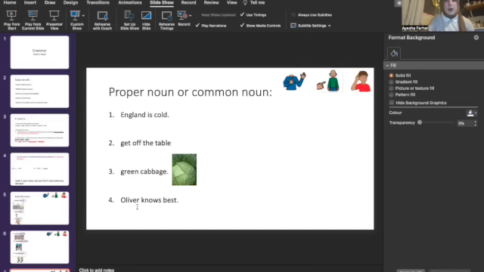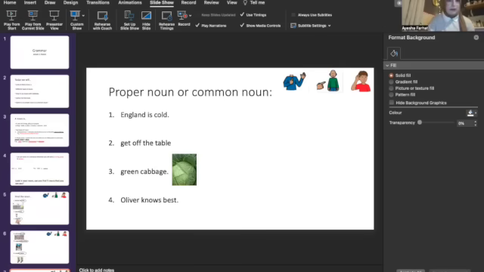And the last one, Oliver knows best. Is this going to be a proper noun or a common noun? Well, this is going to be a proper noun as it is referring to something in particular, a particular person, as Oliver is a person. Okay, well done if you got those ones right.